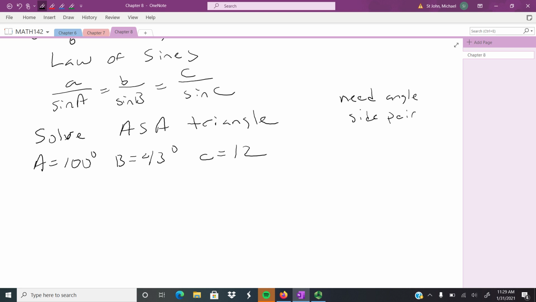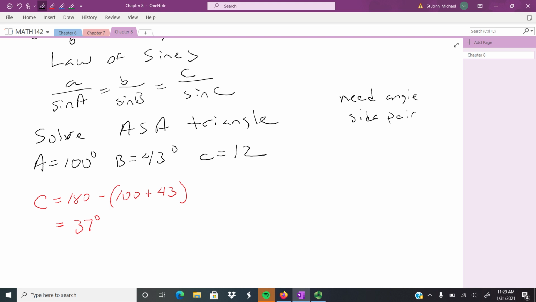Well, right now we don't have that, but we have enough information to do it because we can quickly figure out angle C. After all, the sum of the angles in a triangle is 180. So angle C is going to be 180 minus those two. So angle C is 37 degrees. So we got that angle. Right? So now we can find our other two missing sides.